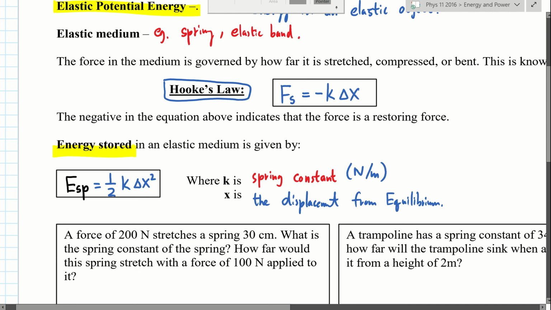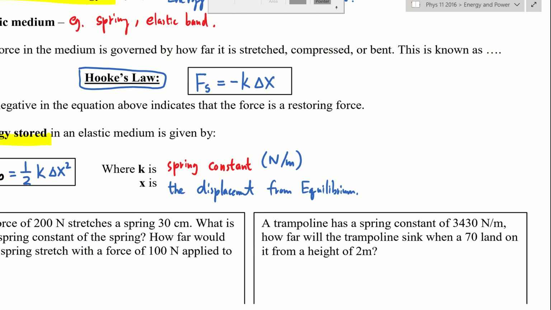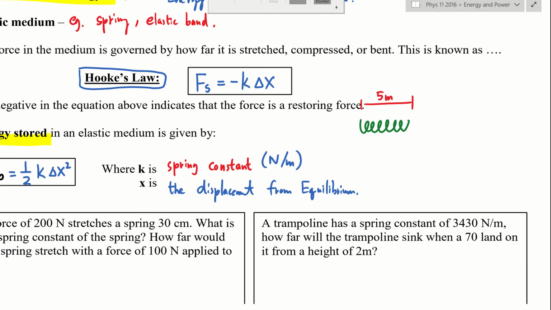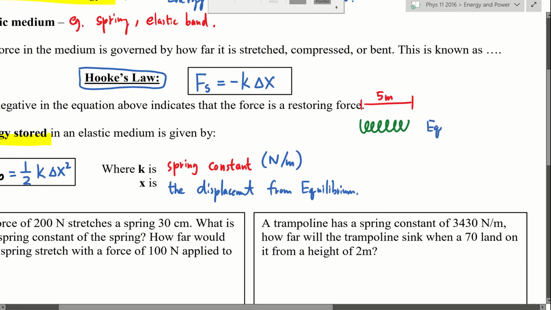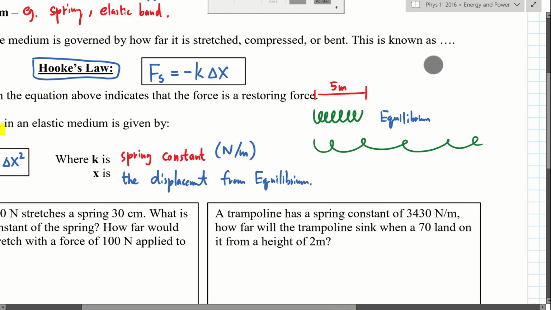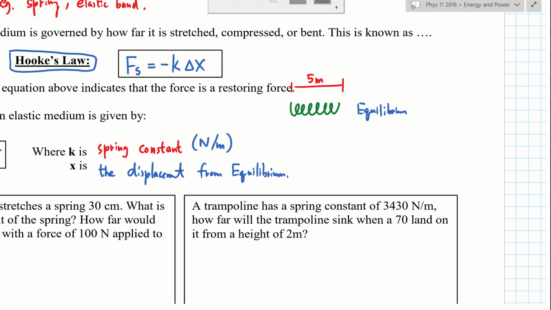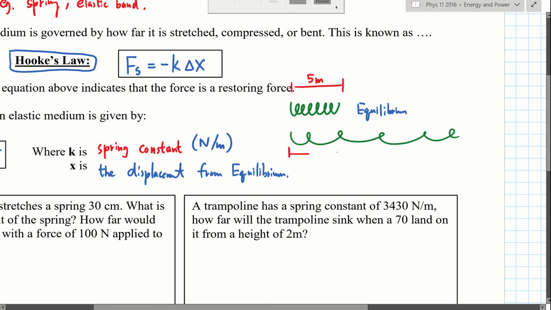Now a spring, when it's not stretched, is just sitting there. It has a normal length, right? We call that normal length the equilibrium position. So for example, let's say I have a spring that measures 5 meters, and that is its equilibrium position. Now I can take that spring and stretch it. So let's say after I stretch it, this spring is longer than 5 meters. Let's say now it has a length of 12 meters.